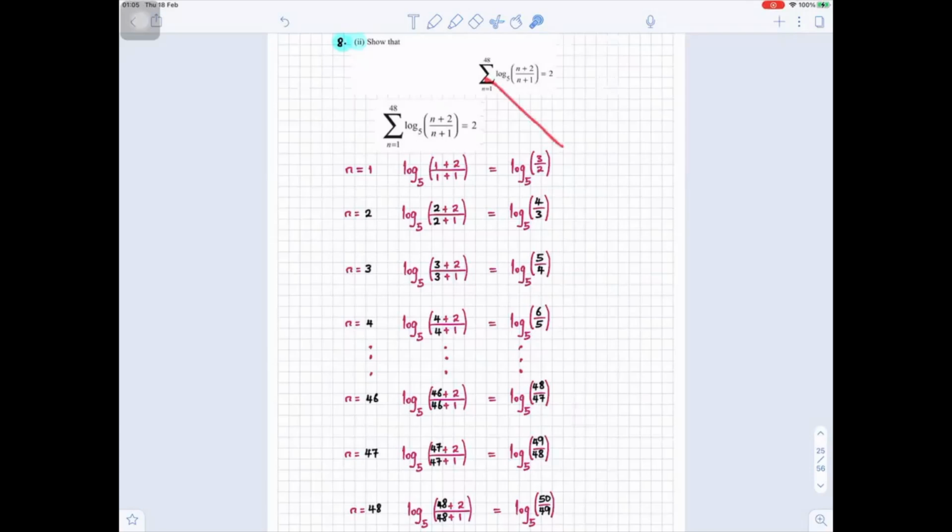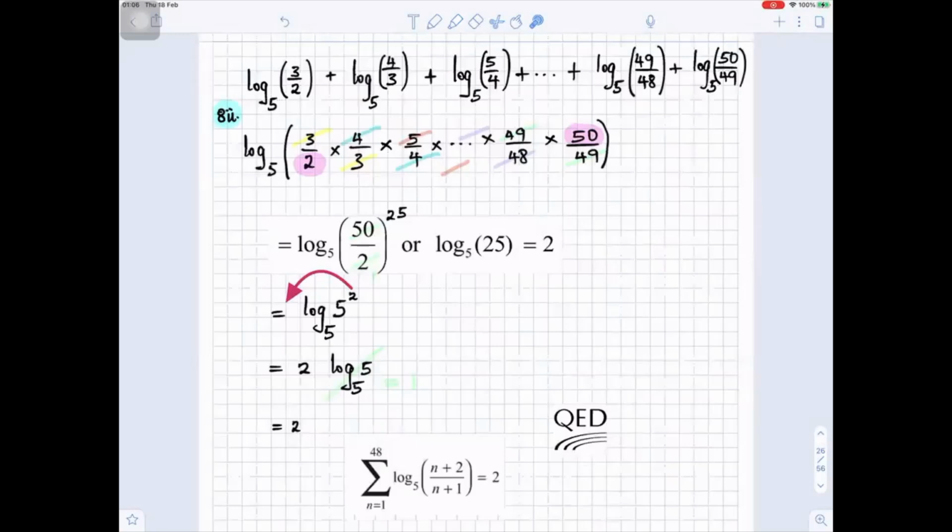Now this thing means sum, we add them up. So it means we add all of them up. So when we write to add them up, it will be log of 3 over 2 to the base 5 plus log of 4 over 3 to the base 5 plus log of 5 over 4 to the base 5. It carries on until we get to log of 49 over 48 to the base 5 plus the last one, log of 50 over 49 to the base 5.